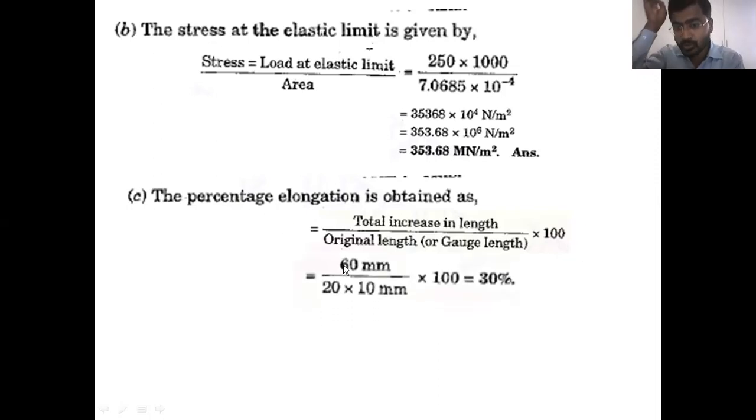Then you have to take the total increase in length. What was the total increase there? At your elastic limit, the total increase by its original length, into 100, gives you the percentage. Here the total increase in length was 60 mm, by the original length, which was 20 centimeter. In the question it is given in centimeter, but you have to convert into mm. So 60 by 20 into 10, which is equal to 30 percent.